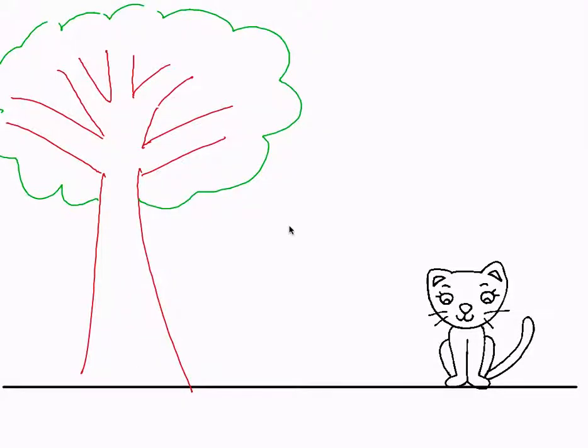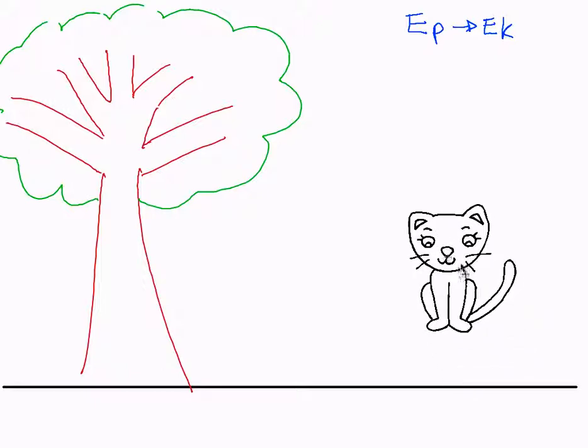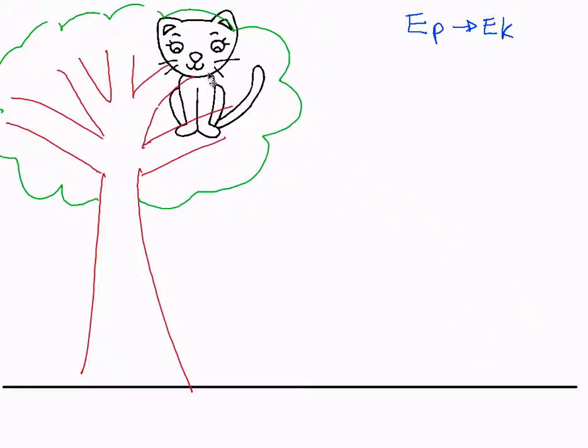Right, we're going to look at conservation of energy calculations, and the first situation we're going to look at is where we have gravitational potential energy and it's changing to kinetic energy. So we're going to take a cat, come on cat, put it up in a tree.